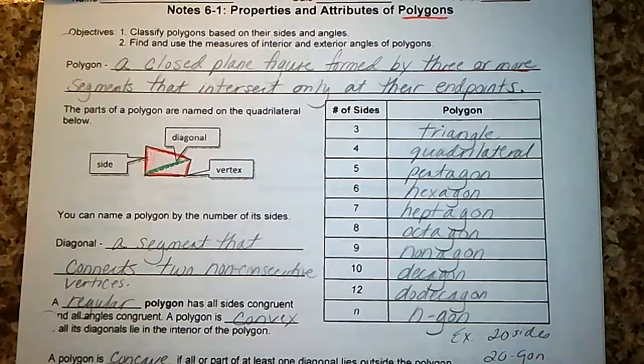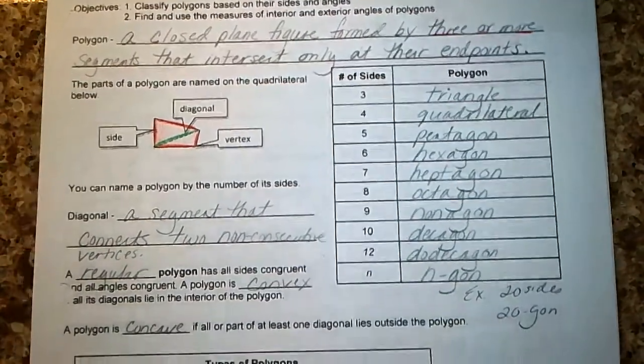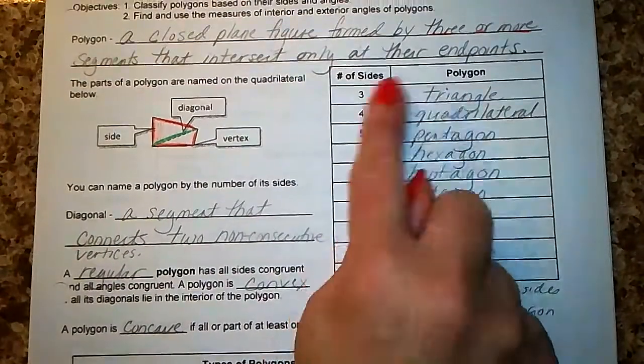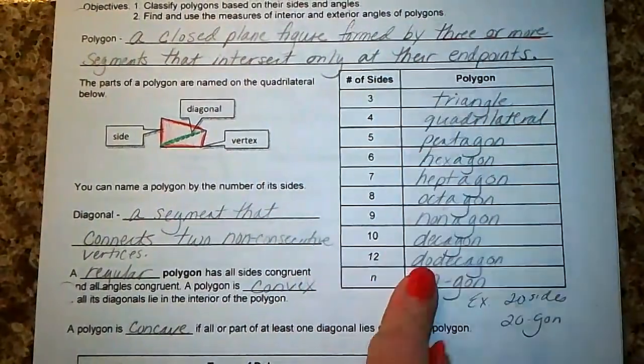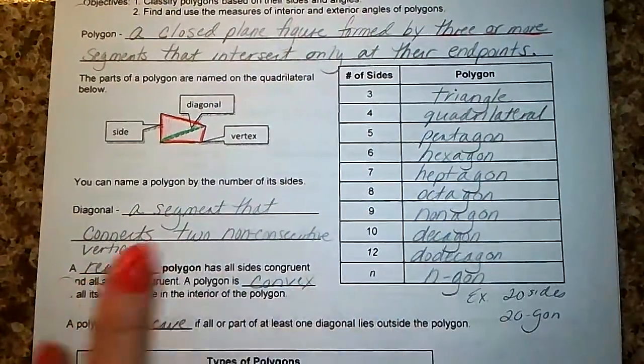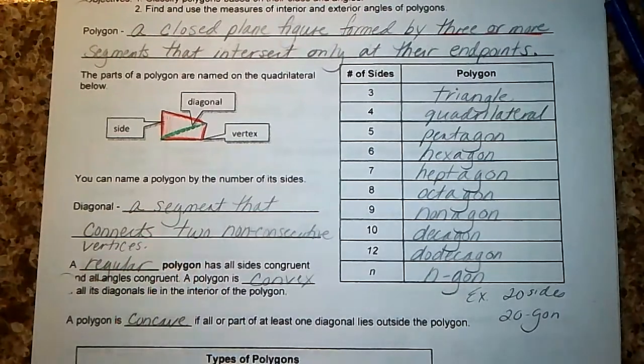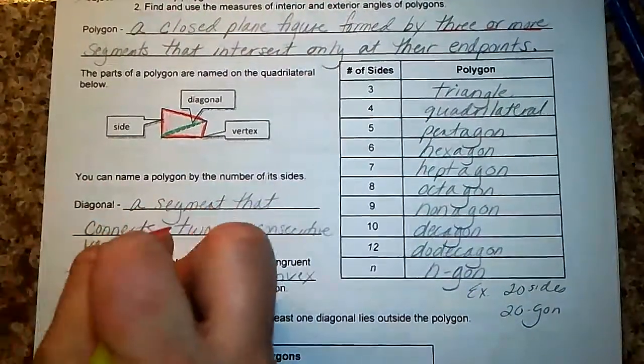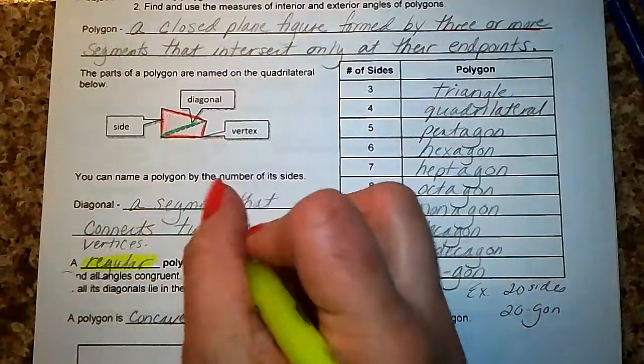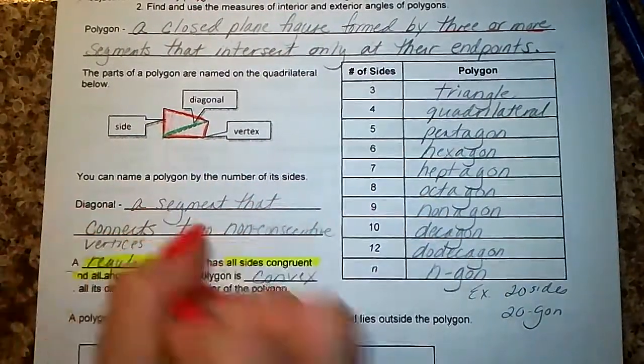Okay, so when numbers get big, like, pretty much over 12, we just call them, whatever the number is, dash gon. All right, now, we're going to talk about these polygons, okay? These are all different kinds of polygons. We're going to talk about them in general. So basically, a polygon is regular if it has all sides congruent and all angles congruent. That's an extremely important word right there, regular. Has to have all congruent sides and all congruent angles.